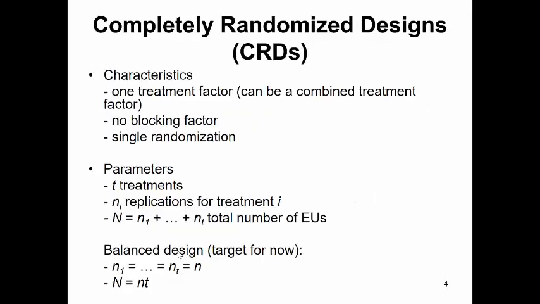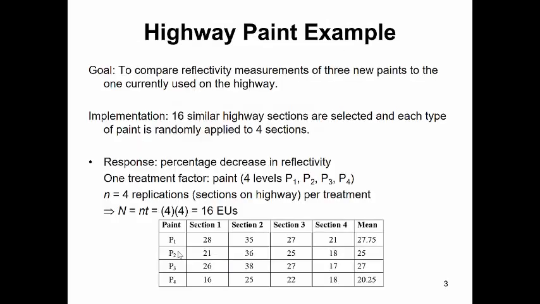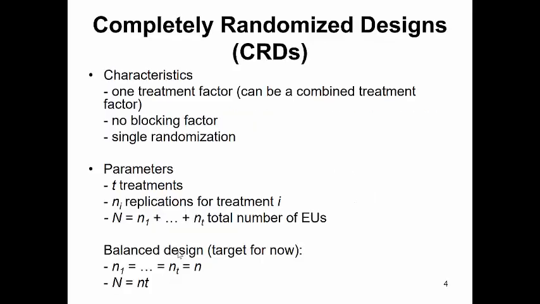There's no blocking factor here. We've talked a little bit about blocking so far, and in the next set of lessons we'll talk about implementing blocking, but the completely randomized design is our most simple design. There's no blocking, so that means that there's only 1 set of randomizations. We randomly decide which sections of road we apply the paint to.